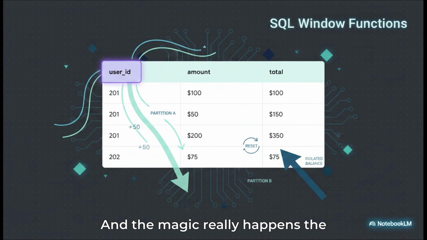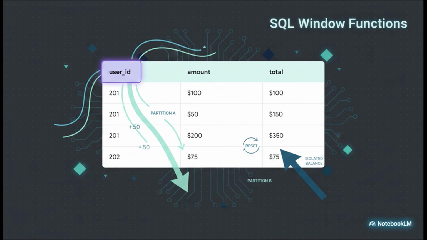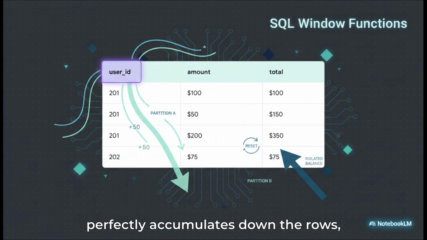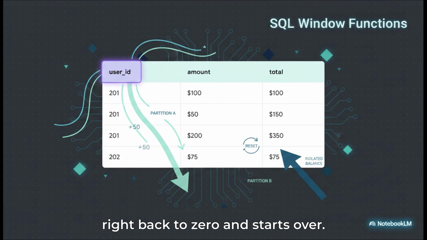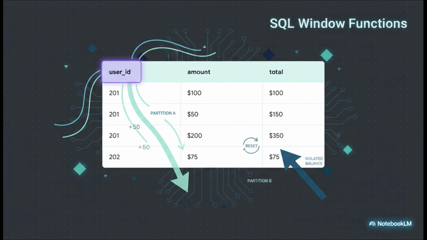And the magic really happens the moment the partition changes. For user 201, the running total perfectly accumulates down the rows, 100, then 150, then 350. But the exact moment we hit user 202, because of that partition by user ID, the running sum satisfyingly resets right back to 0 and starts over. So user 202 gets their own perfect, isolated balance starting at $75. It's just an incredibly elegant way to handle balances.